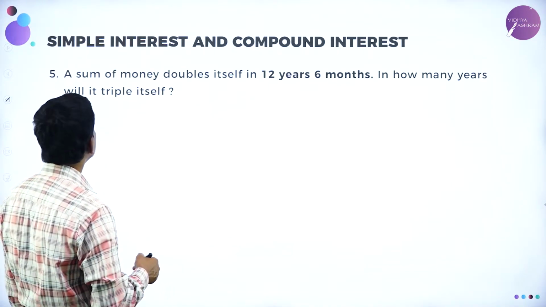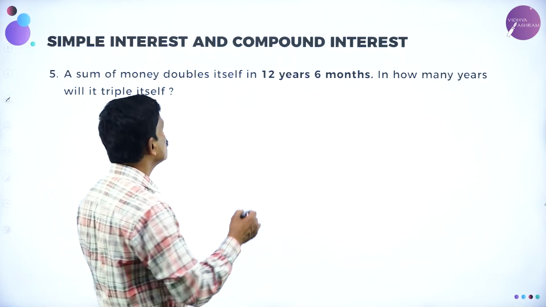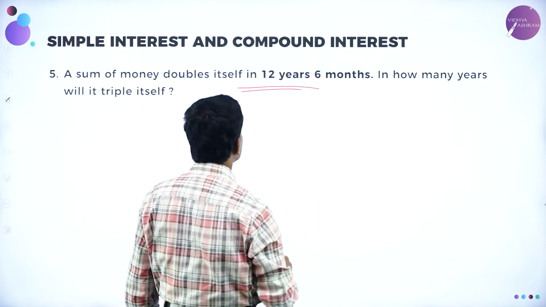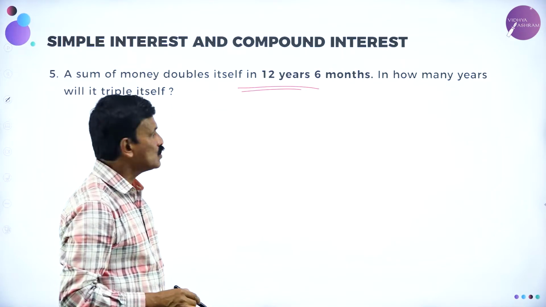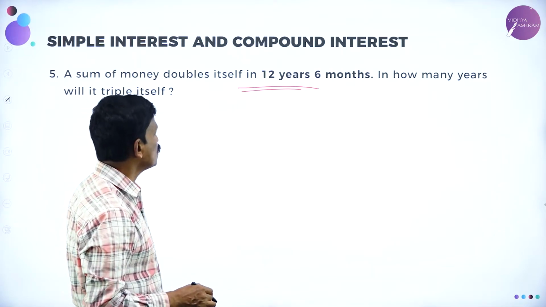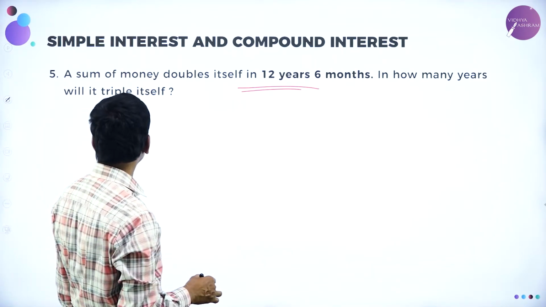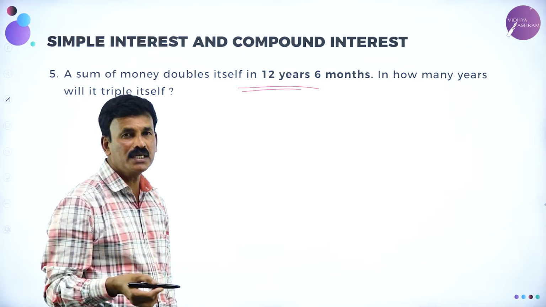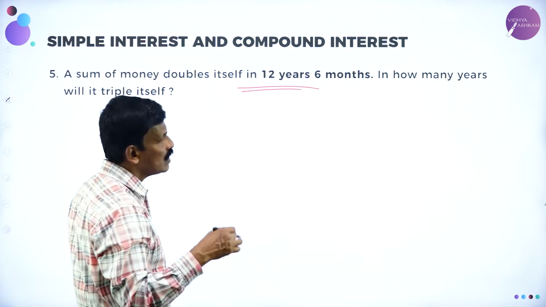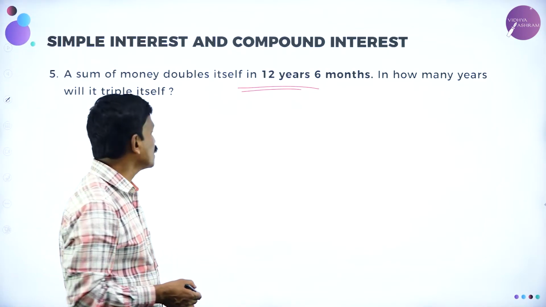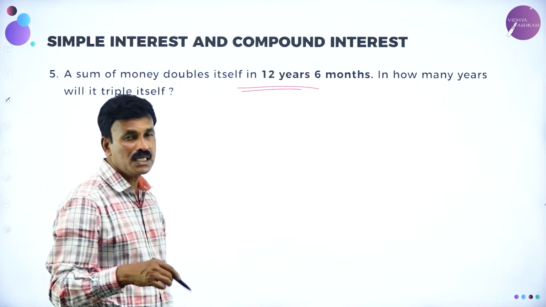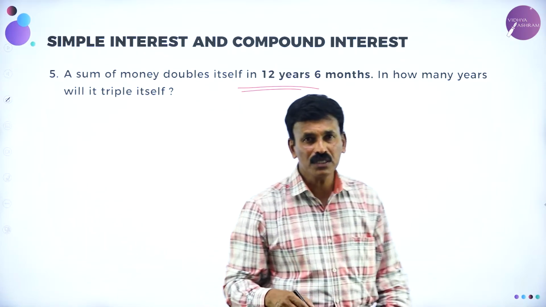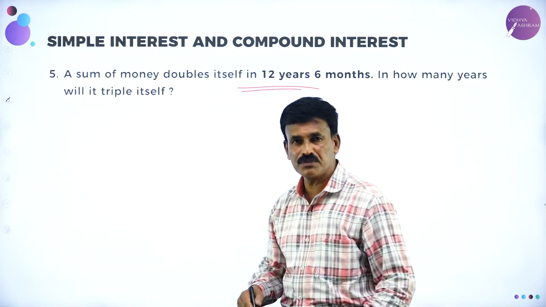Next, a sum of money doubles itself in 12 years and 6 months, so 12 and a half years. In how many years will it triple itself? So if x is the amount, it will be doubled in 12.5 years. And what is the time taken to become 3 times the amount? Very important problem, this one.